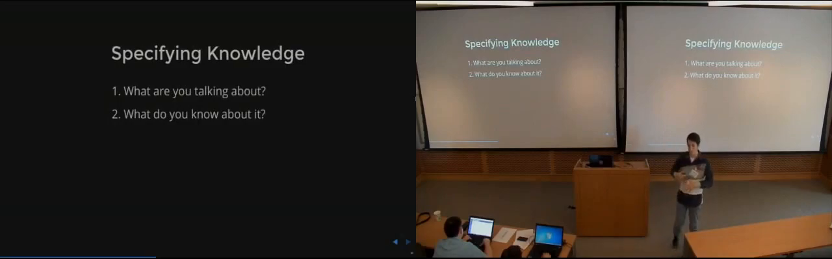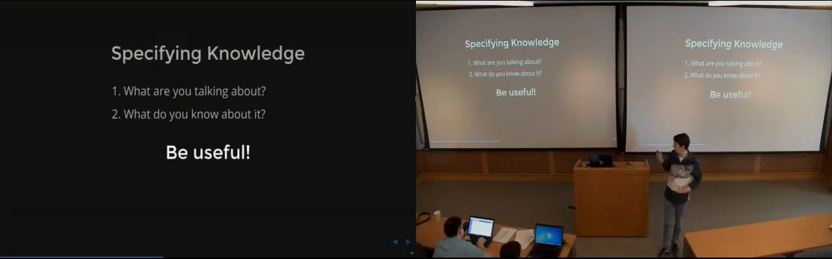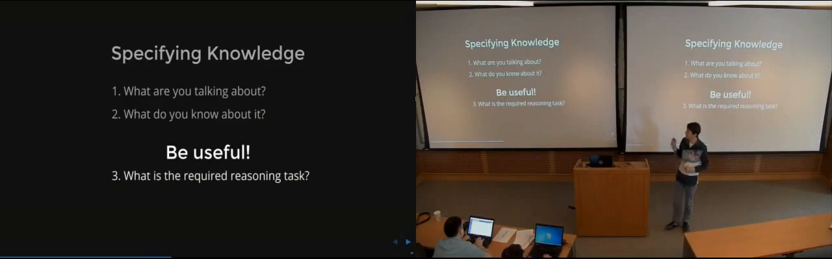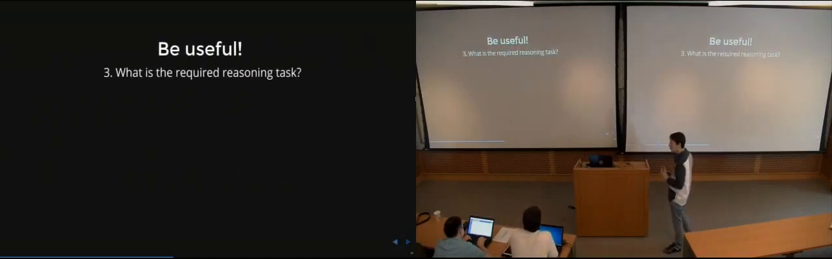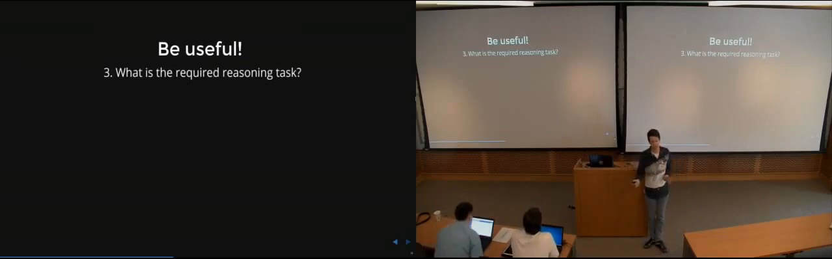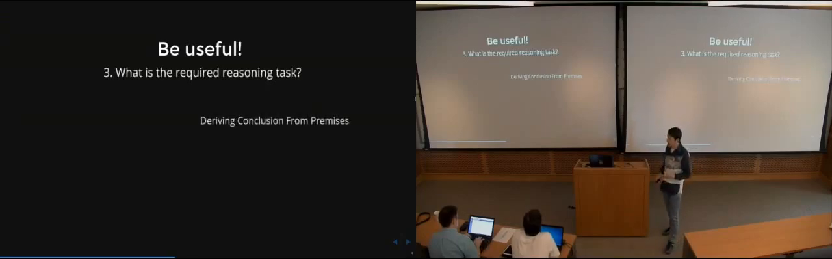So now we have specified our knowledge in the knowledge base system, but we still can't do anything with it. The last step is being useful. Then the question we ask is, what is the required reasoning task on this knowledge? Well, what could we do with the knowledge we have here? Well, the most obvious thing is what the business rule systems would do, deriving the conclusion from the premises.